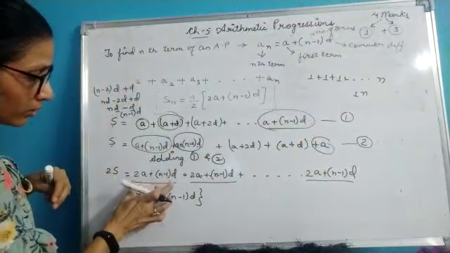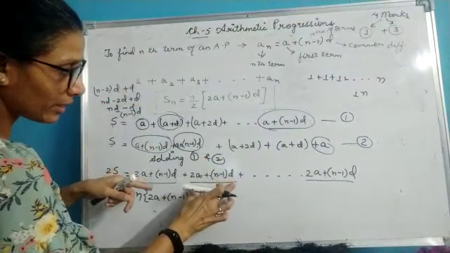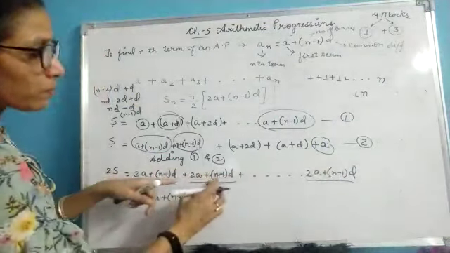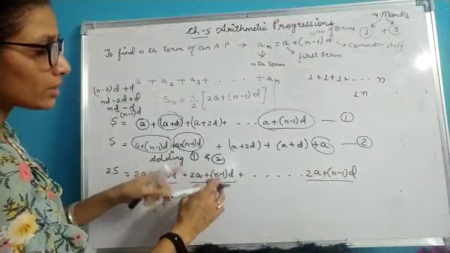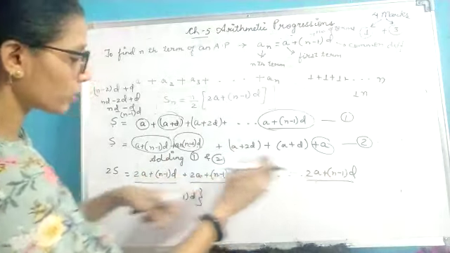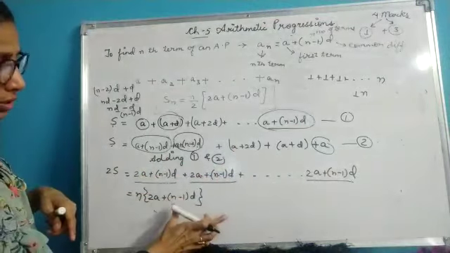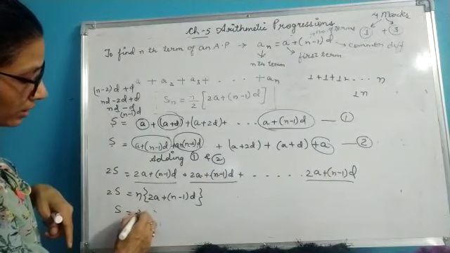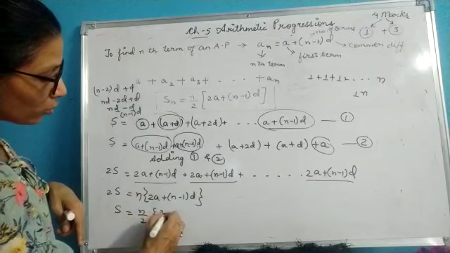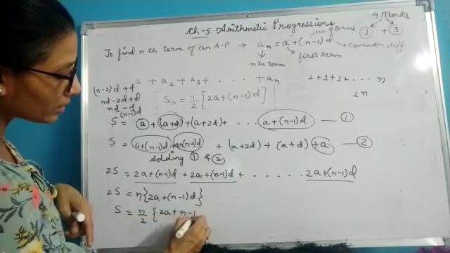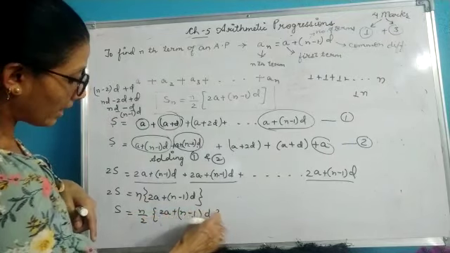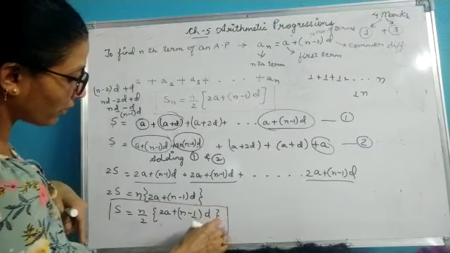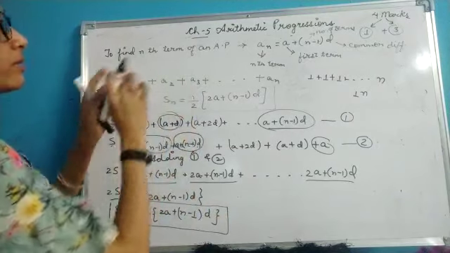So this is your 1 number, this is again next. So I am adding 2a plus n minus 1 d. That means the same number is added n times. So it will be n into this. So here it is 2S equal to this. So I can write S equal to n by 2 into 2a plus n minus 1 into d. And which is your formula to find out sum of the given AP.